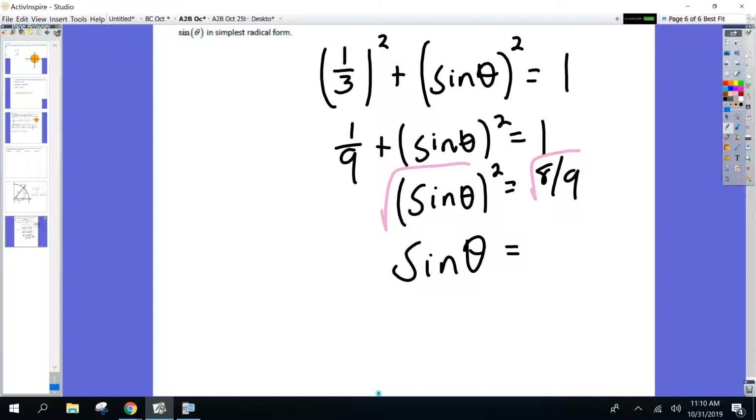Everyone see how we took a big square root of 8/9? That's the same as saying square root of 8 over square root of 9. Same thing. Everyone all right? Okay, square root of 9. So what do I get on the bottom? 3.